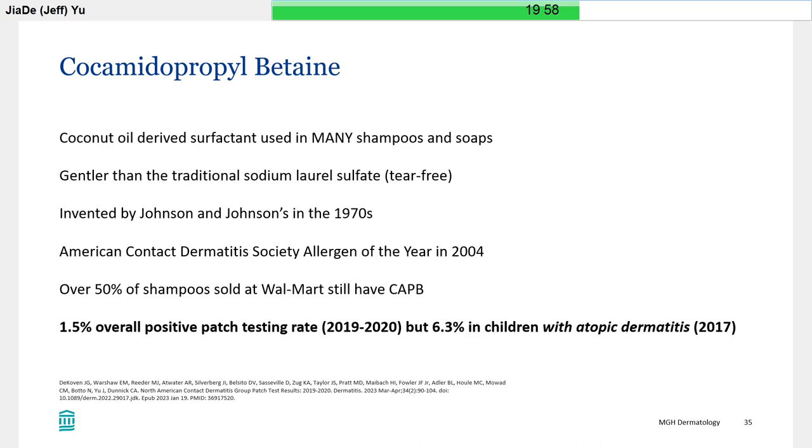It was the ACDS Allergen of the Year in 2004, and over 50% of shampoos sold at Walmart still have cocamidopropyl betaine in one of the more recent studies. There's an overall 1.5% positive patch testing rate, but in kids who have atopic dermatitis, 6.3% of them were positive.